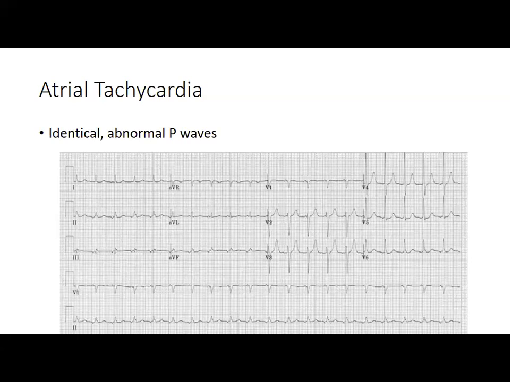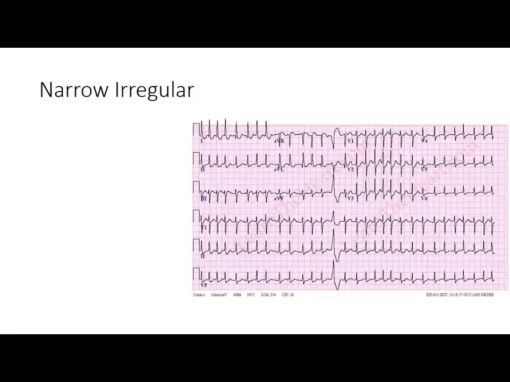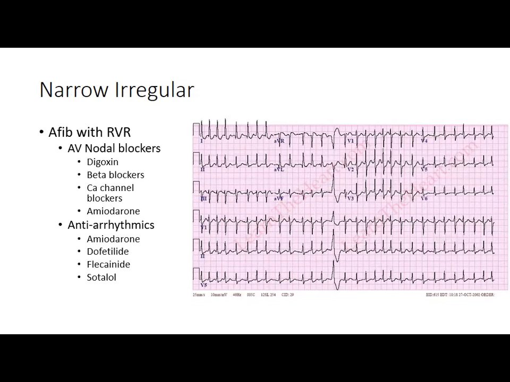The management of that is a little more nuanced, and we can certainly talk about that at a later time. So now we've talked about all the narrow regular tachycardias. Now our narrow irregular tachycardias, AFib with RVR being the most common. This warrants a whole lecture in and of itself on how to manage AFib.